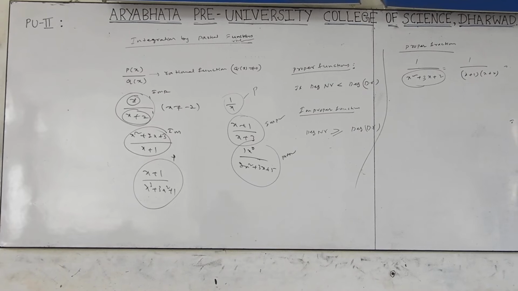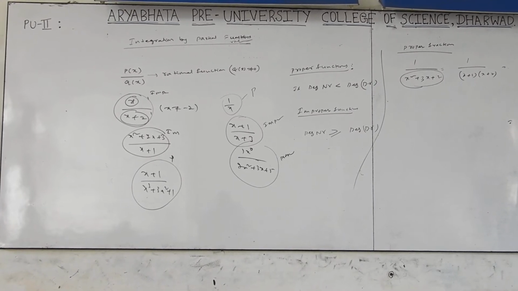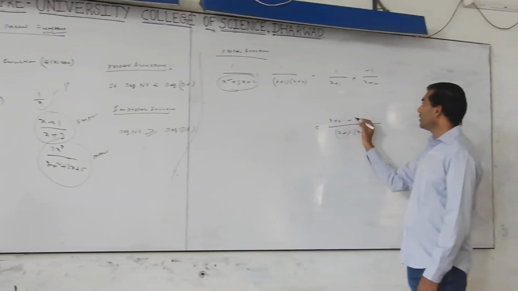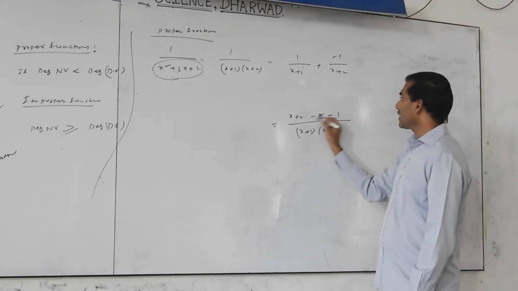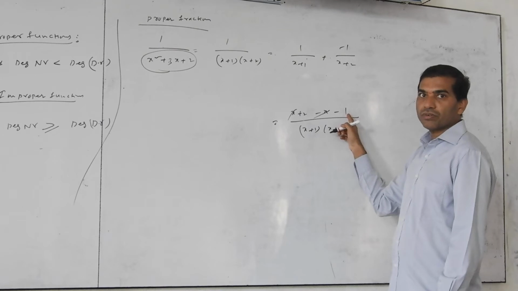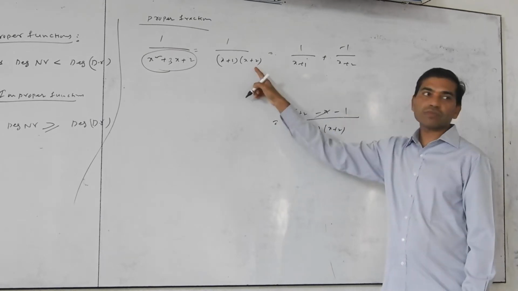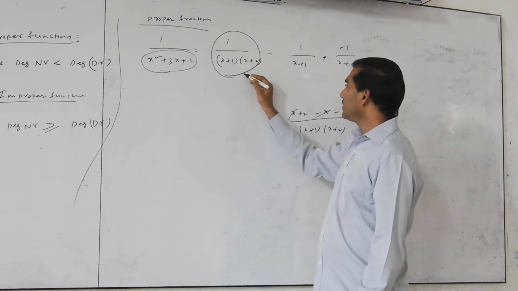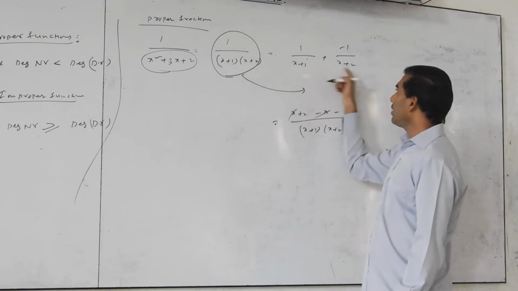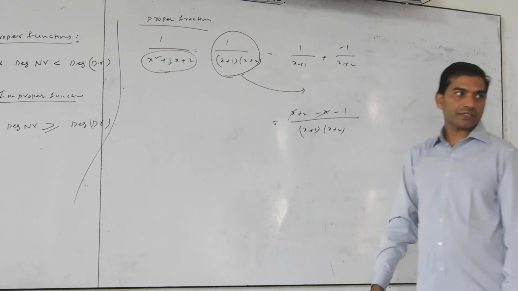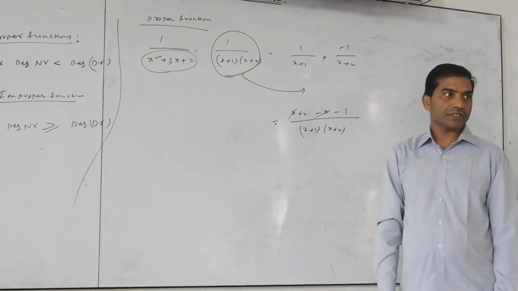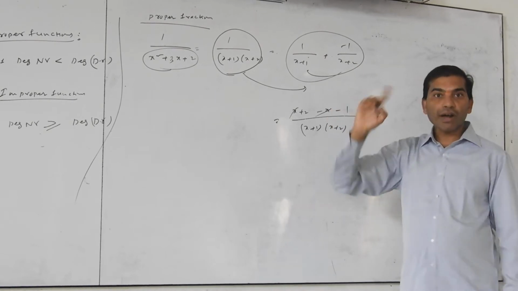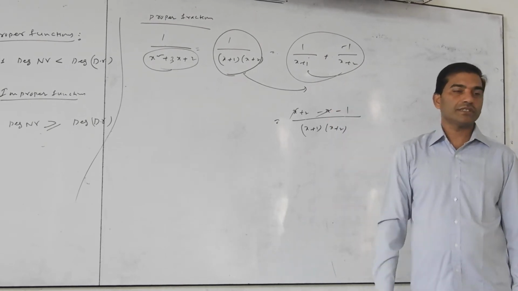Check it. By taking LCM, x plus 1 into x plus 2, we get x plus 2 minus x minus 1. They cancel, 2 minus 1 equal to 1, so 1 by x plus 1 into x plus 2. So this is the proper fraction, which we have made into the sum of two proper fractions. These two are called partial fractions.